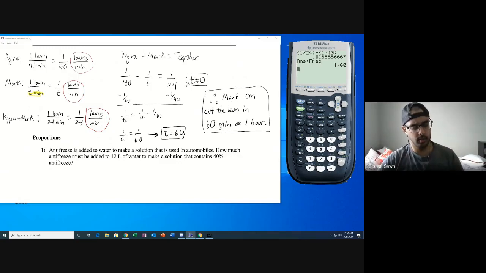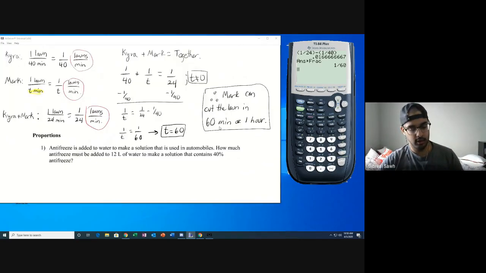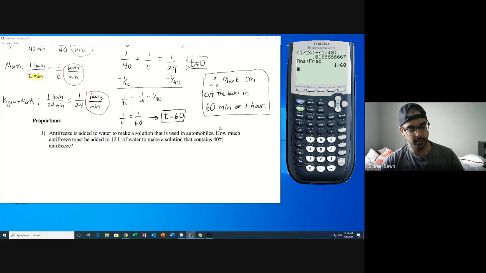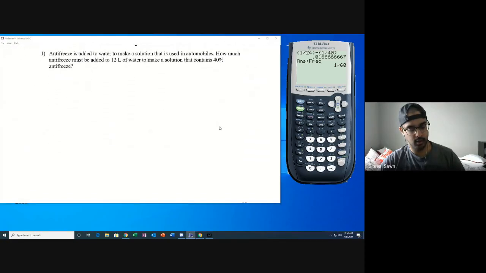So this one talks about a proportion underneath. So you've got antifreeze is what it's talking about. So antifreeze is added to water to make a solution that's used in automobiles. How much antifreeze must be added to 12 liters of water to make a solution that contains 40% antifreeze?